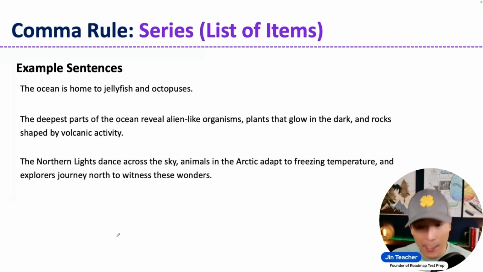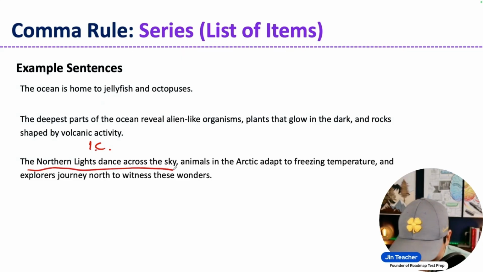Okay, so what are independent clauses? An independent clause is just a complete sentence, right? A complete sentence has 3 things in it. A complete sentence has a subject, it has a verb, and it has a complete thought. Right, so notice here how we have the northern lights dance across the sky. The northern lights is my subject. Dance is my verb, right? The northern lights dance across the sky is my complete sentence or my independent clause. That's going to be one item in the list.